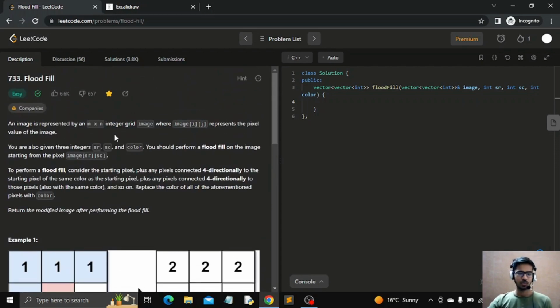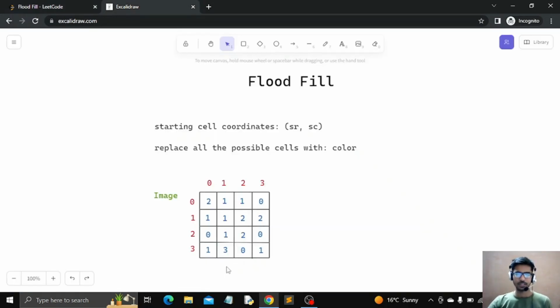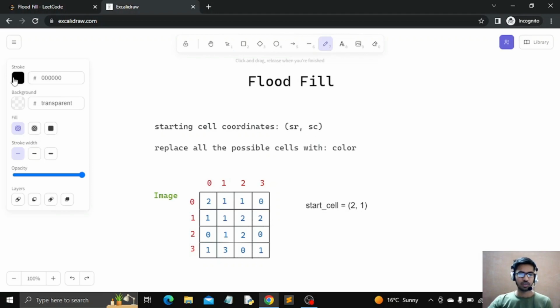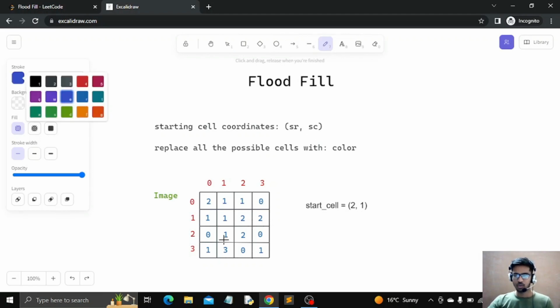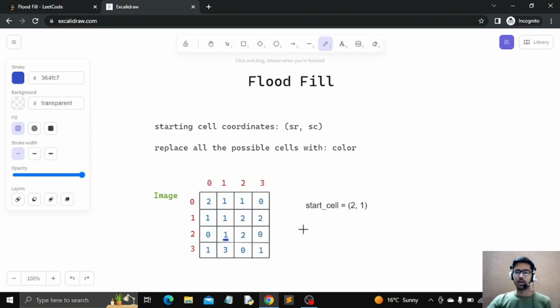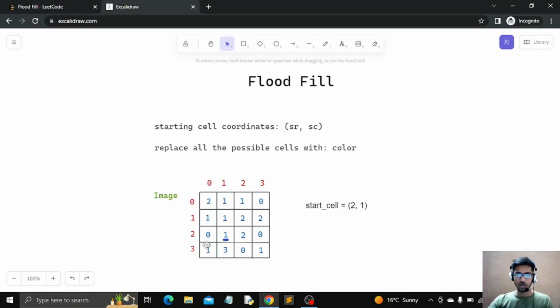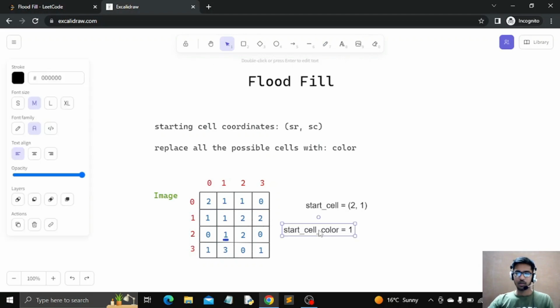Now let us see the approach to solve this problem. So let us consider this example. This is the image matrix that we are currently having, and let's say the starting coordinates given to us is 2 comma 1, which means that we need to begin expanding the new color starting from this particular cell 2 comma 1. Okay, and as you can see, the color of this starting cell is 1 as it is having integer 1.